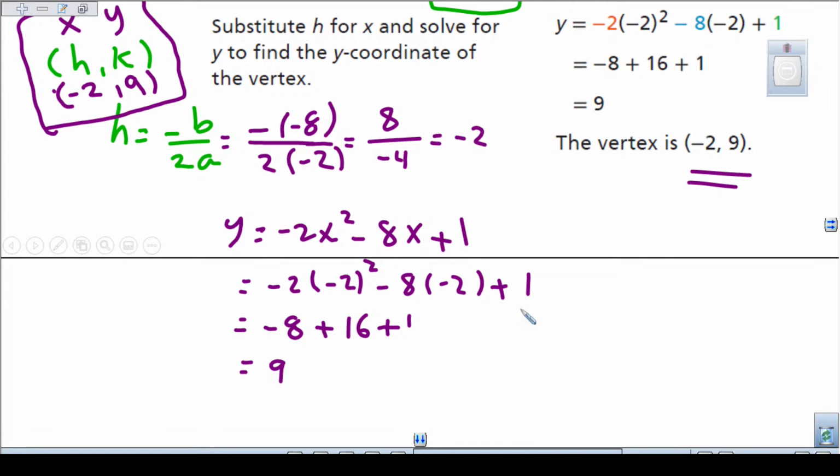How do you do that? Well, there's a formula here. H is -b divided by 2a. And once you find that, you plug h, or the x, into the equation. It's going to give you the y, which is the second piece of this vertex.